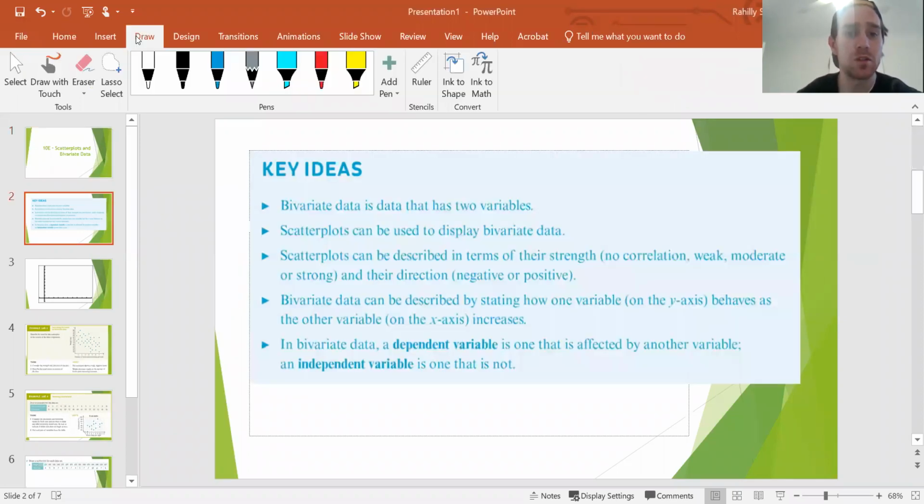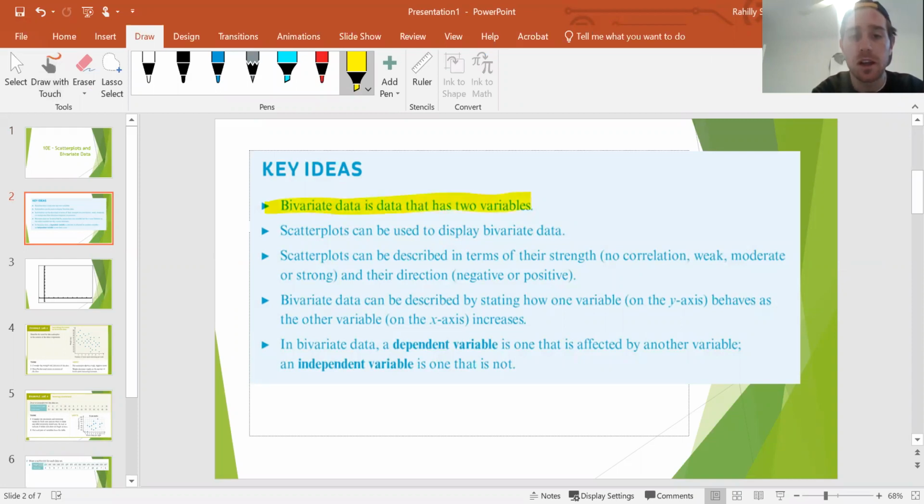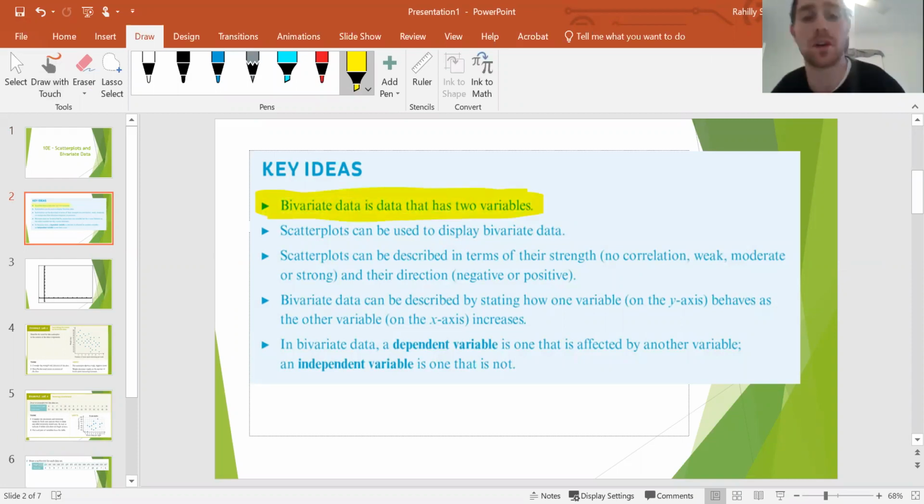Like normal, can you please copy in the notes that we've highlighted? Bivariate data is data that has two variables. Okay, so it's almost like comparing two things at the same time. Scatterplots can be used to display the bivariate data, so that's what the actual type of graph is. Scatterplots can be described in terms of their strength, no correlation, weak, moderate, or strong, and their direction, negative or positive. I'll go through a couple of examples of the differences between your positive and negative and your weak and strong. We'll go from there.